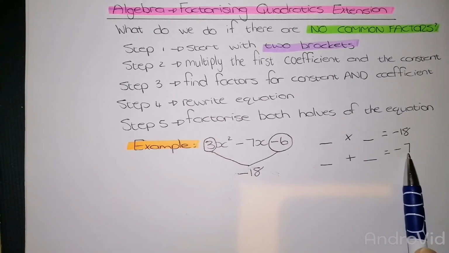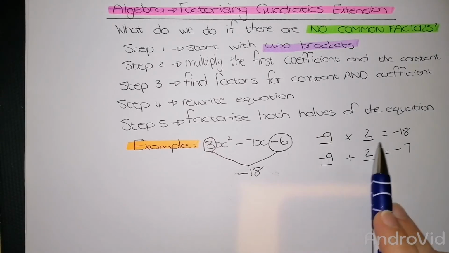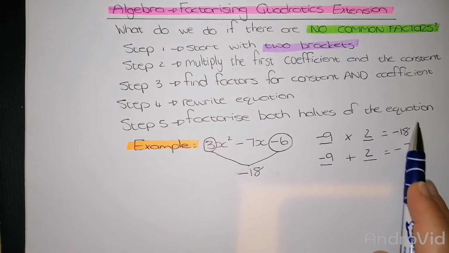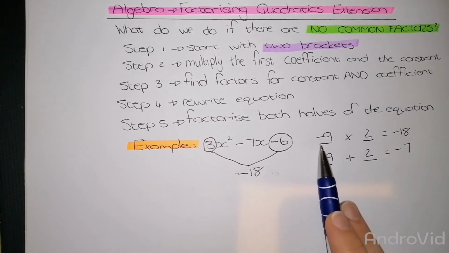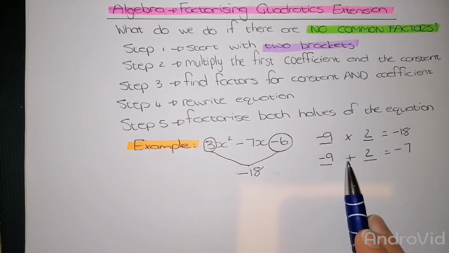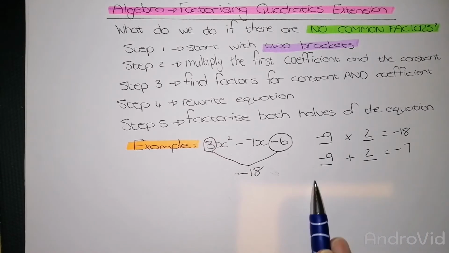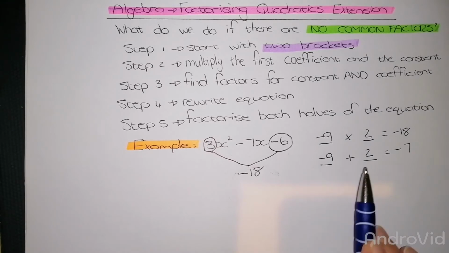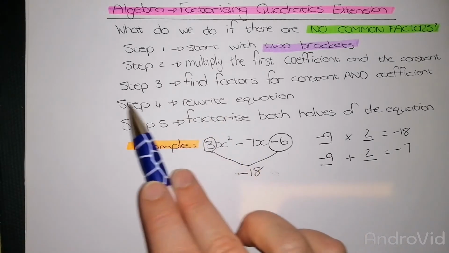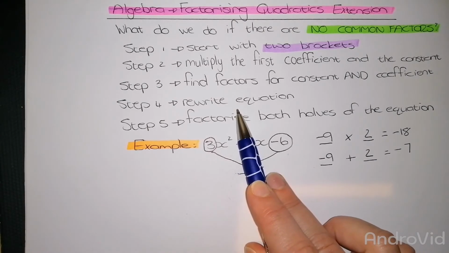For me to go to -7, I'm going to need a -9 and a 2. Now that I've identified that it's going to be a -9 and a 2, let's check if we can actually get the right answer. -9 times 2 gives me -18, and -9 plus 2 gives me -7. Therefore, I know my two factors will be -9 and 2. I've done step 3. Then I go to step 4, which is rewrite the equation.